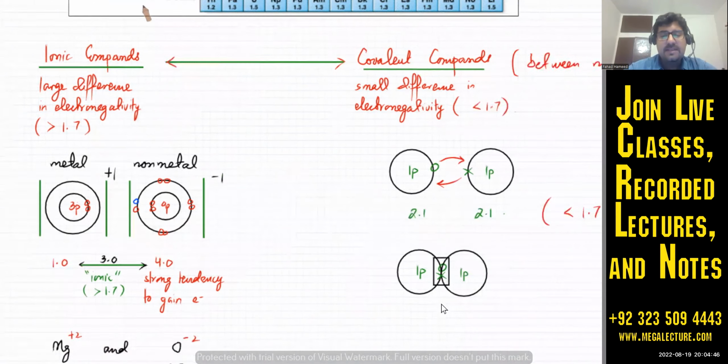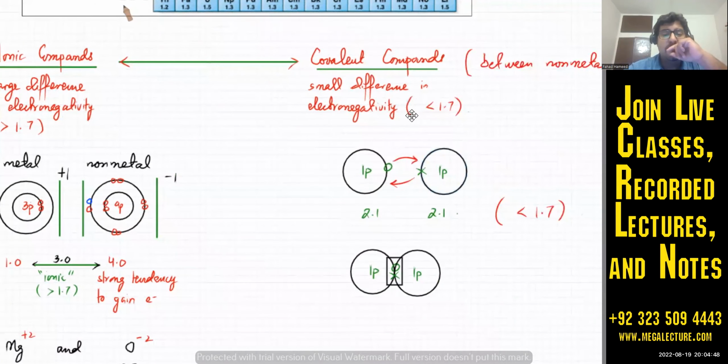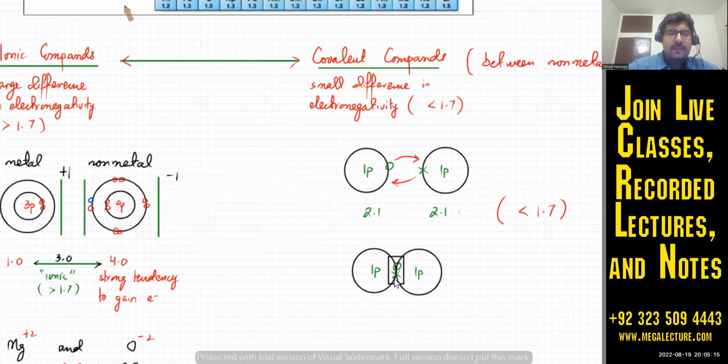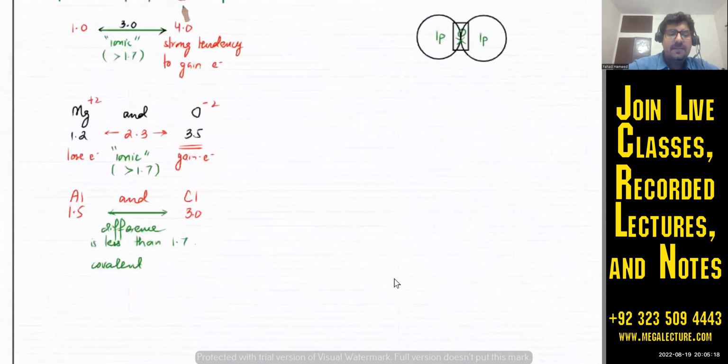And covalent, I discussed, is when you have a very small difference in electronegativity, less than 1.7. In that case, no one ends up gaining or losing electrons. Both of them have an equal tendency to gain electrons, so they both try to gain electrons. It's like a tug of war between them, and the electrons are stuck in the middle. They can't go to the right or to the left. That's sharing of electrons.